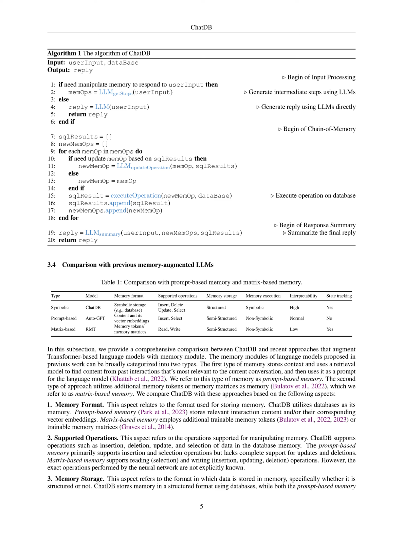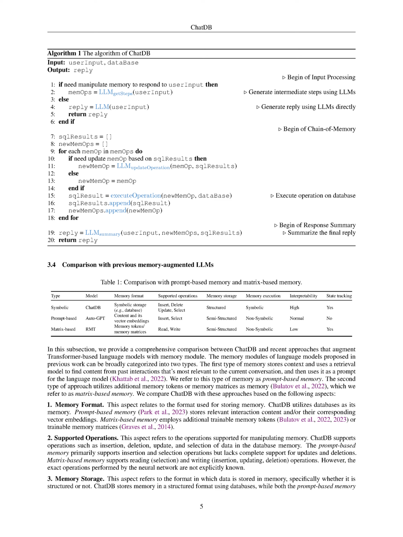2. Supported operations. This is about what actions can be taken to manipulate memory. ChatDB can do things like insert, delete, update, and select data in its database memory. Prompt-based memory mainly supports inserting and selecting operations, but doesn't fully handle updates and deletions. Matrix-based memory allows reading, or selecting, and writing, inserting, updating, deleting, operations. However, we can't explicitly know the exact operations performed by the neural network.